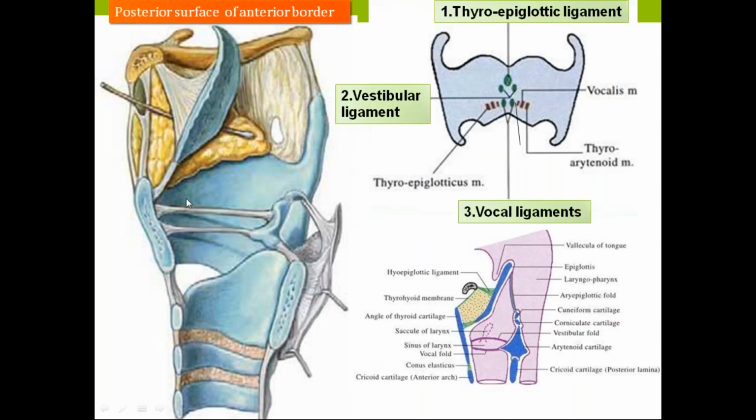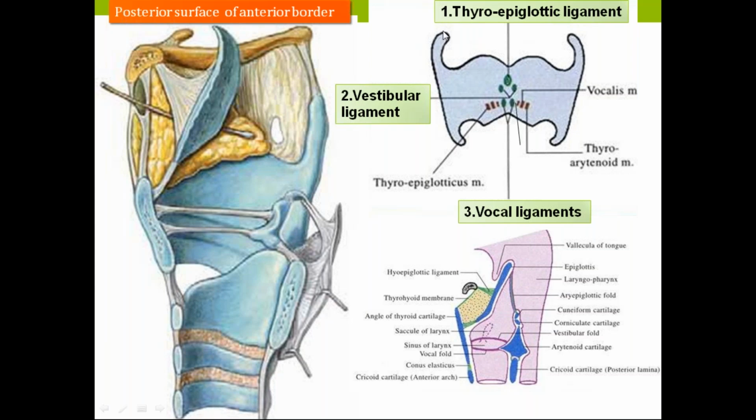Now, this is again the sagittal section of the larynx. So first understand the diagram. This bone here is the hyoid bone. This is the epiglottis. You can see the blue colored thyroid cartilage here, and this is the cricoid cartilage. Now the posterior surface of the anterior border gives attachment to three ligaments and three muscles.